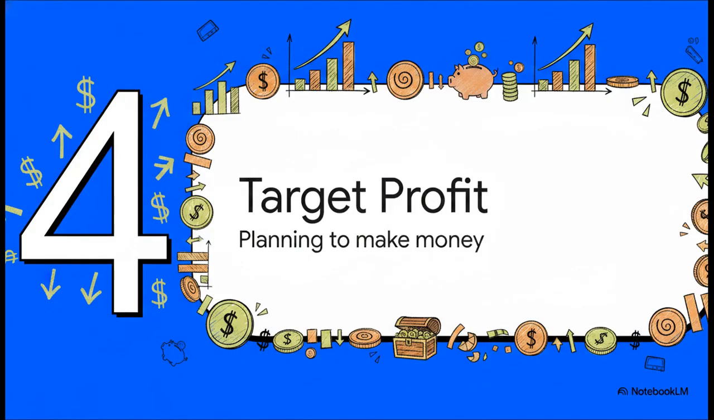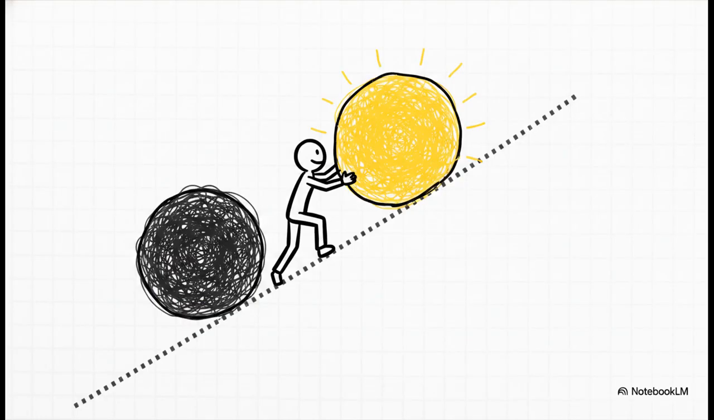On to section 4, planning for target profit. Because surviving is great, but we actually want to make some money. The target profit equation is beautifully simple. We just take that previous break-even formula and add our profit goal directly to the fixed costs on the top part of the fraction. So it becomes fixed costs plus target operating income, all divided by the contribution margin.